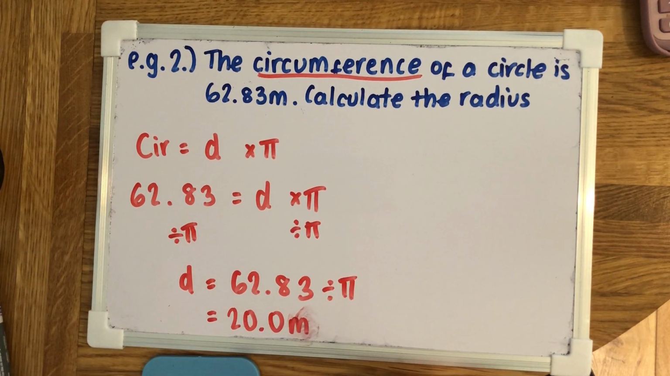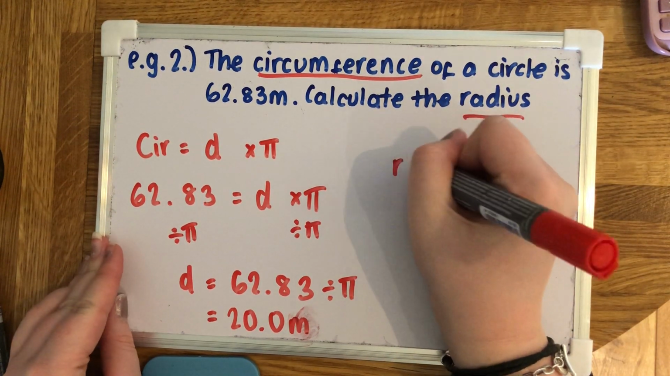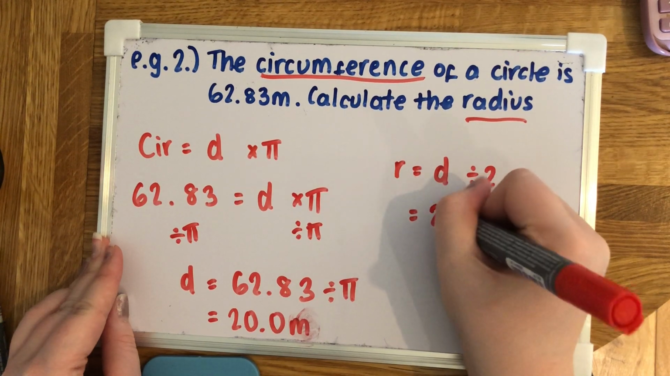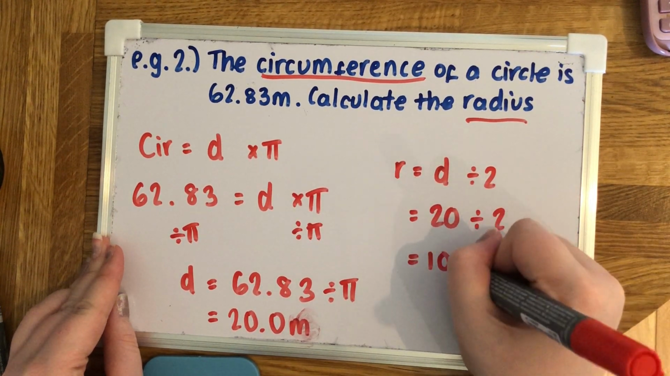Okay, so we've now worked out what the diameter is. We actually need the radius. So to work out the radius, we need to do the diameter divided by 2. So we're going to do 20 divided by 2, which is 10 metres.